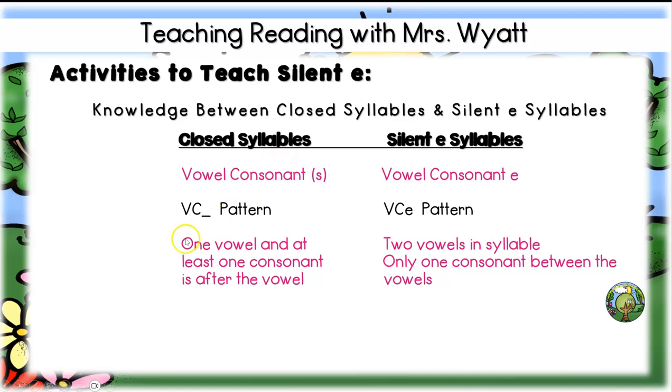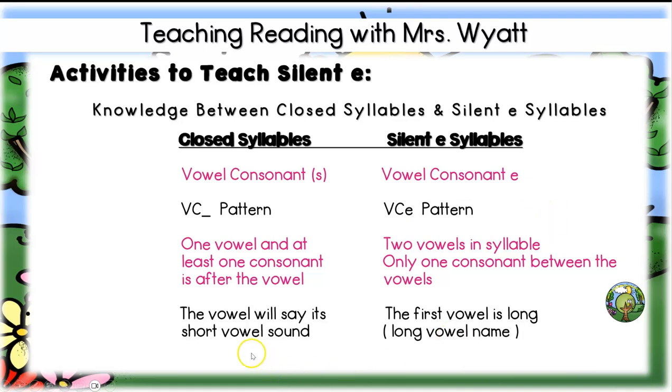So in a closed syllable, you have one vowel and at least one consonant that is after the vowel. And in a silent E syllable, there are two vowels in that syllable, but there's only one consonant coming in between those two vowels, and it's going to end in that silent E. So the vowel will say its short vowel sound in a closed syllable, and it's going to be long, or say the long vowel name, in a silent E syllable. And of course, that final E is silent.